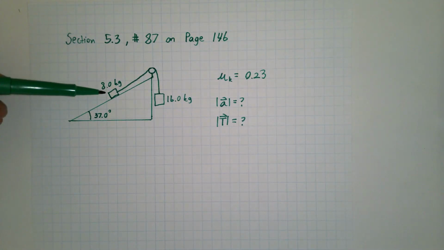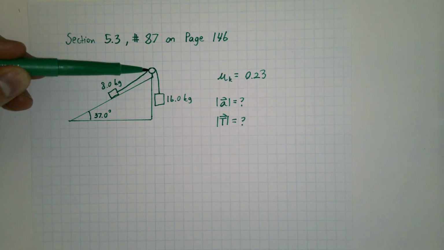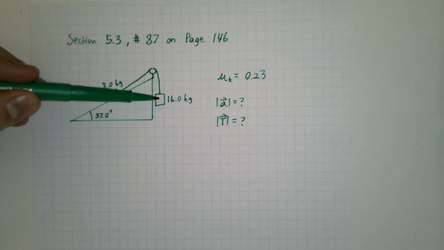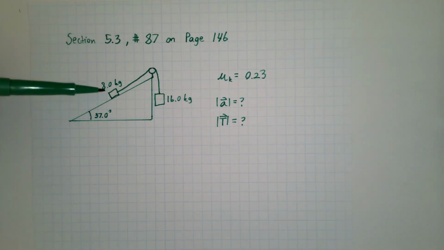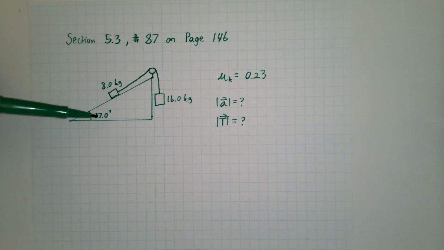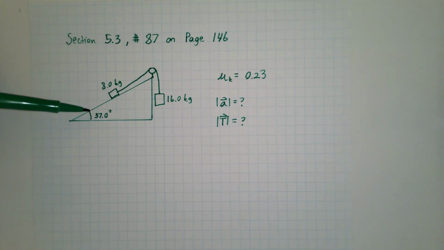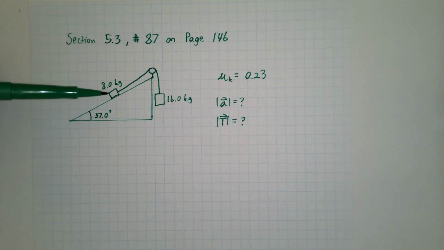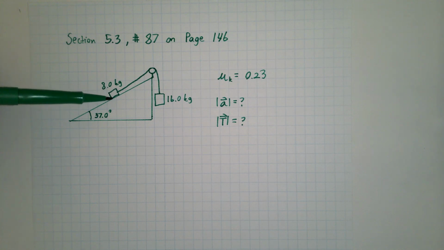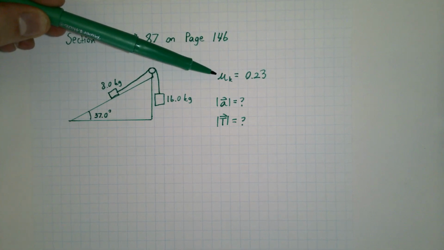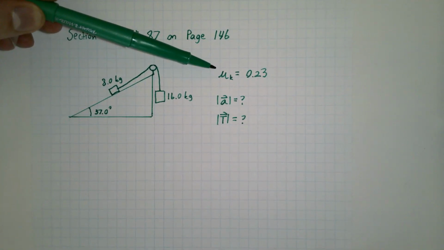We have an 8 kilogram block attached by a string through a pulley here to a 16 kilogram block. The 8 kilogram block is resting on an inclined plane. It has a degree of incline of 37.0 degrees. There is friction between the 8 kilogram block and the surface of the incline. The coefficient of friction associated with those two surfaces is 0.23.